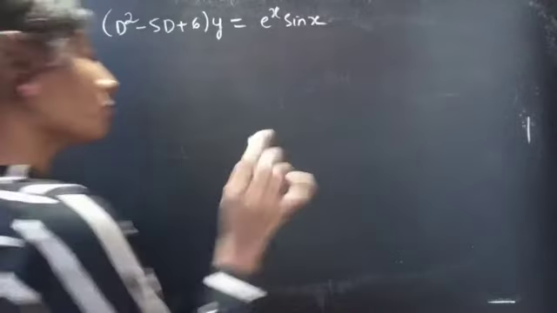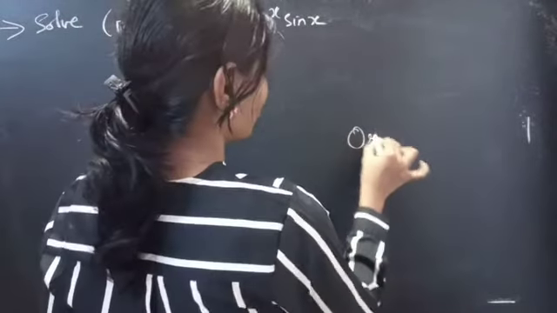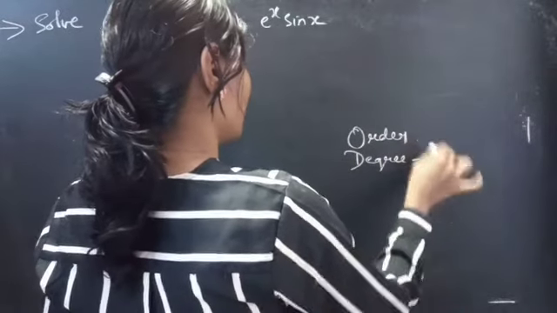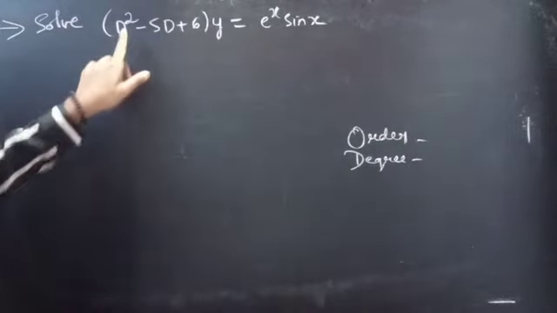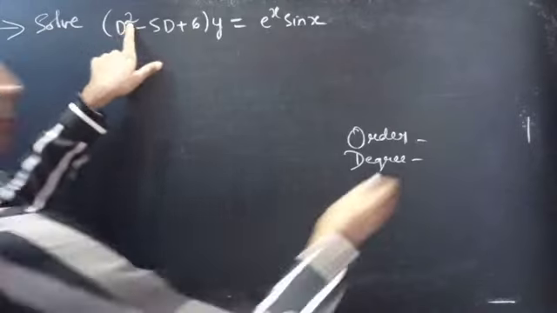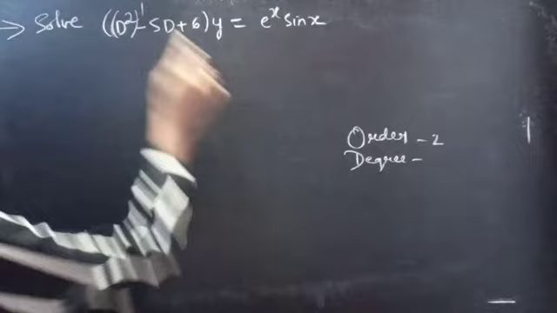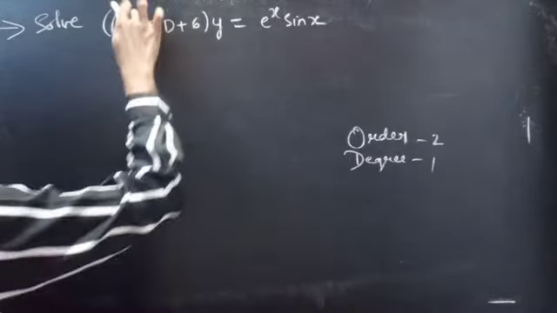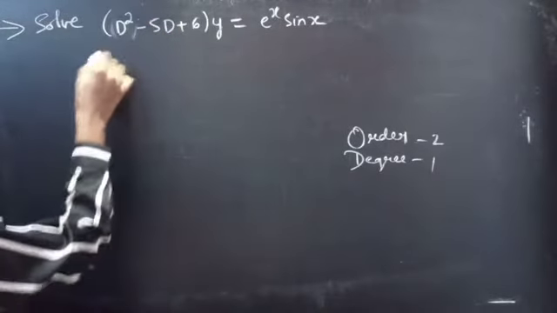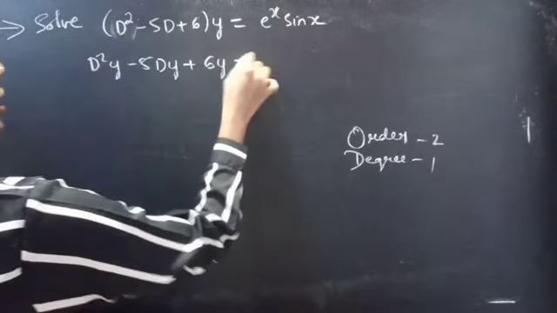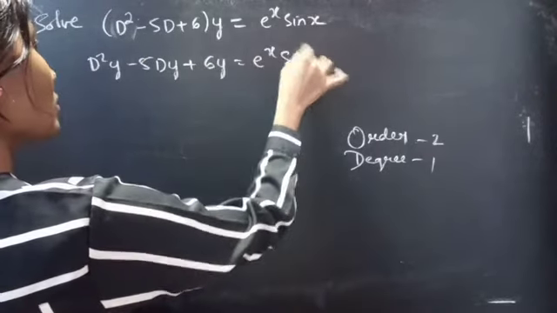Solution. Firstly, let's find the order and degree of the given differential equation. Identify the highest derivative here. D² is the highest derivative, so the order will be 2. And the highest power of the highest derivative is the degree. Degree is 1. Or just write the given differential equation as D²y - 5Dy + 6y = e^x sin x.